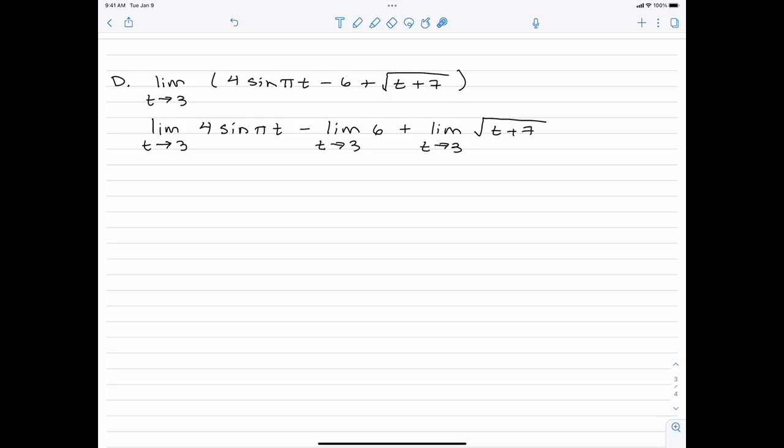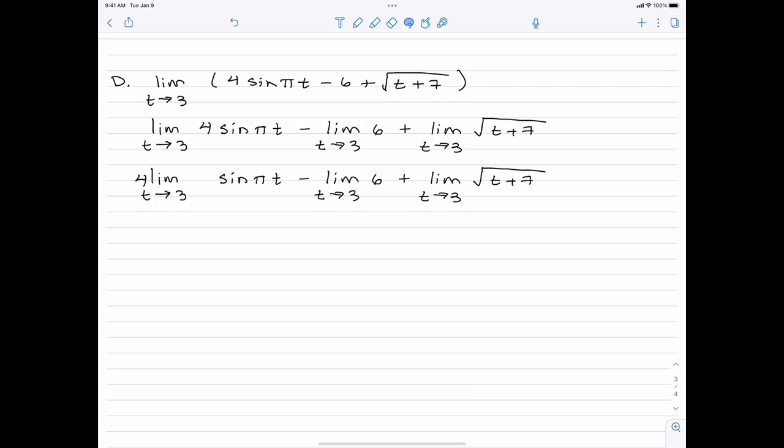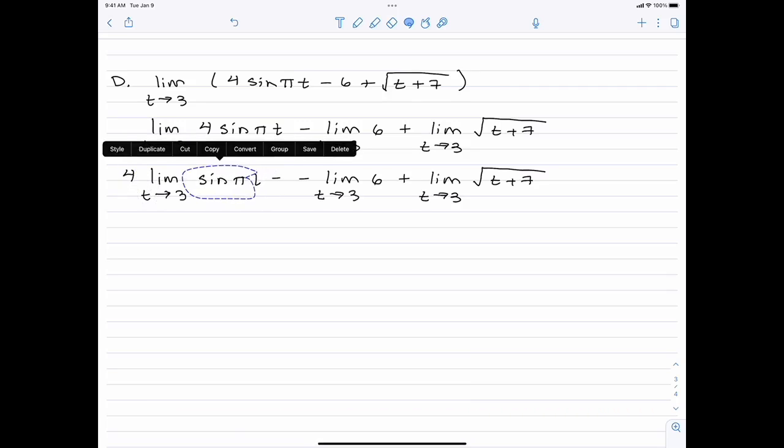If I wanted to, I could take this 4 and move it out in front. In fact, let's do that. Just because it's pretty quick, since I can copy and paste, I'm going to take that 4 and pull it out in front. There. Okay? So I can absolutely do that, and you can too. That's just using our properties.